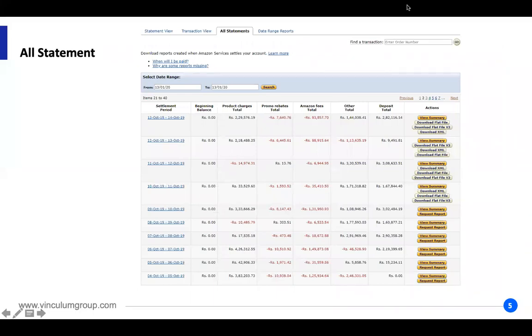In the all statements view, you will find the settlement period between which you might have done some shipping of the products. It will show you a high level detail of a particular settlement period. It will show you what you had shipped, what charges were deducted, and what was the total settlement amount into your bank. You can download this as a flat file, which you can easily open in Excel.